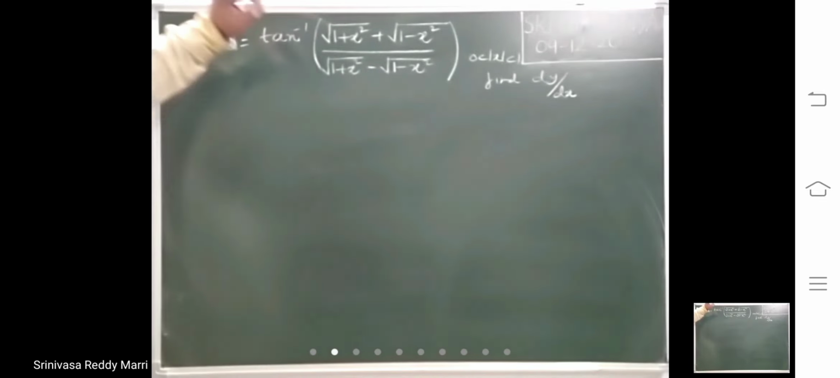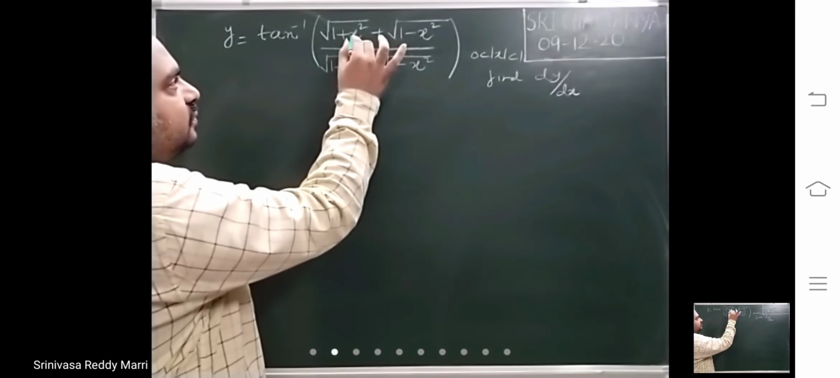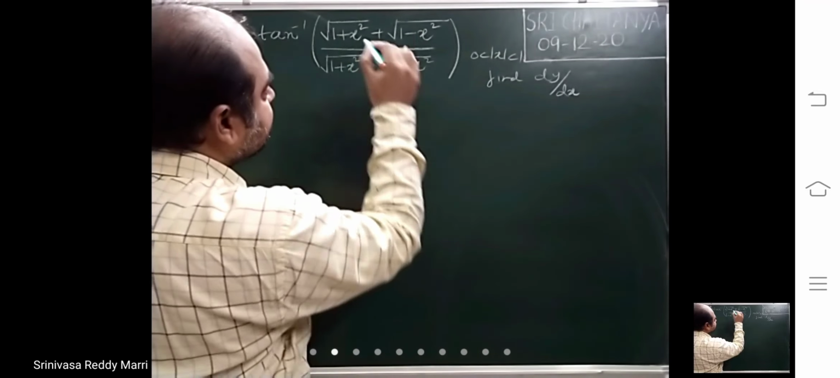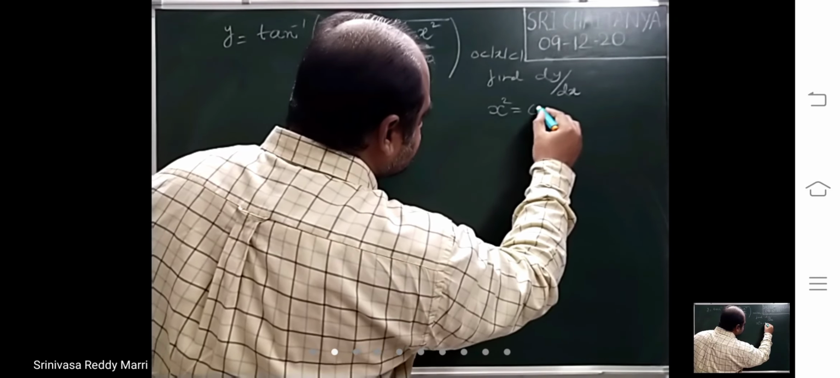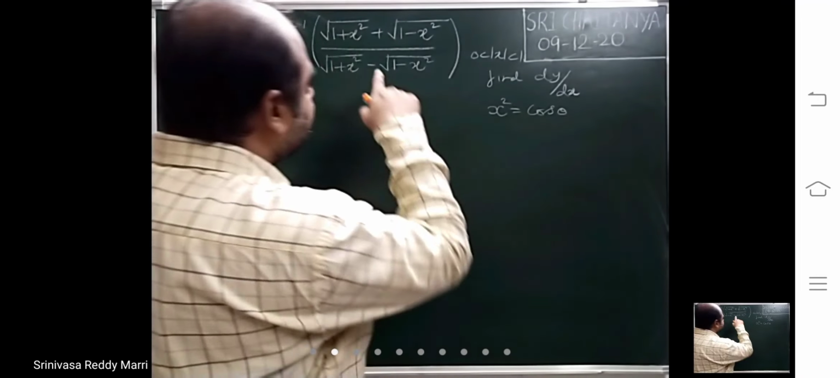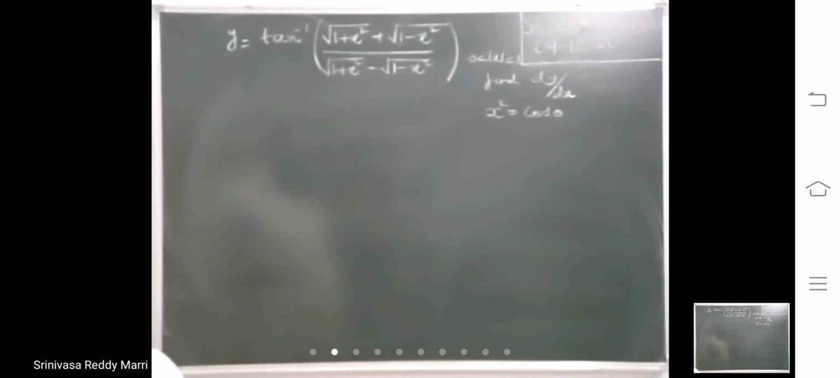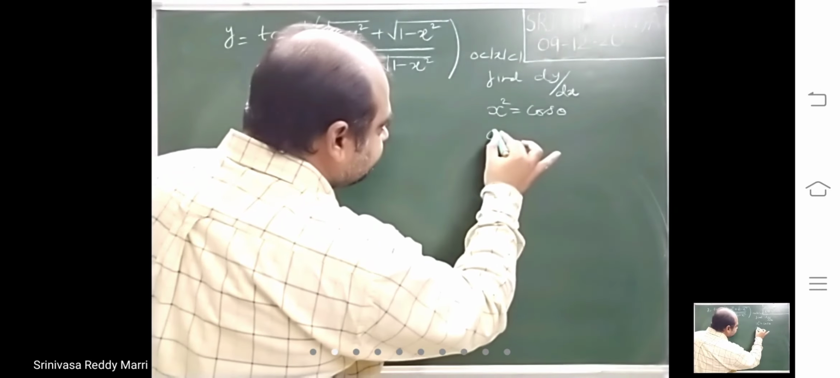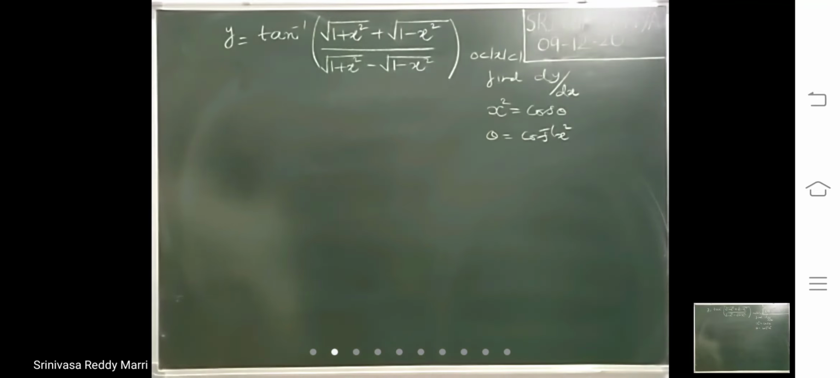Look at this problem. If you do this directly, it will become very difficult. So whenever root of 1 plus something and root of 1 minus something are there, you take that substitution as x square equal to cos theta. For all those types of problems, take that x square, whatever it is, as cos theta. That means finally theta is cos inverse x square.